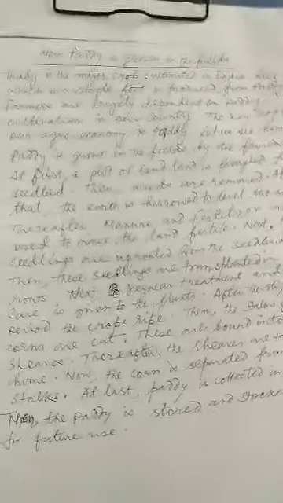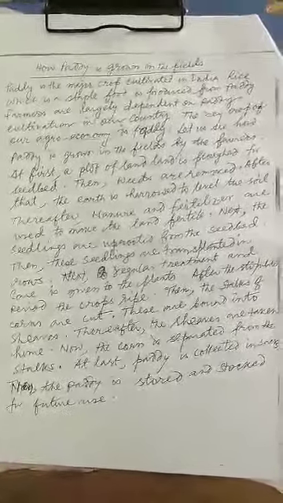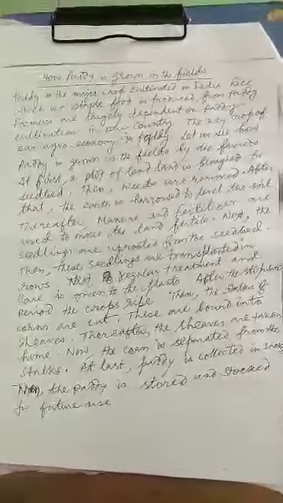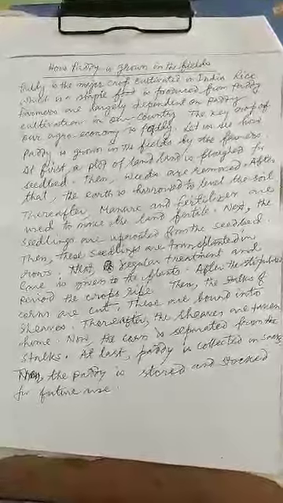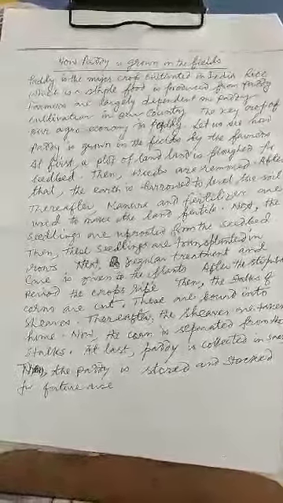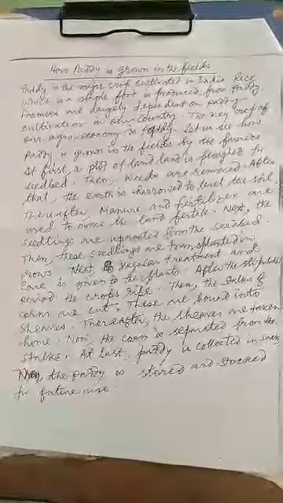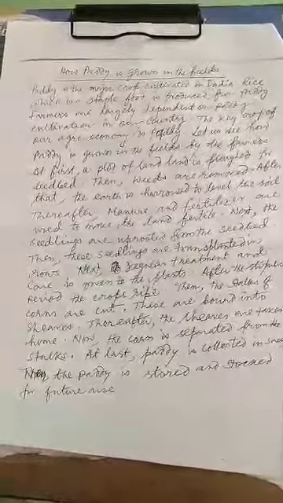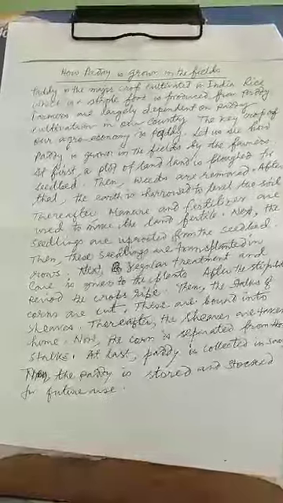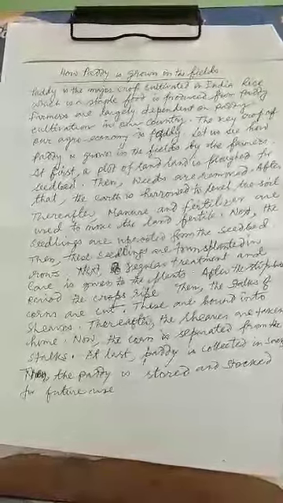At first, give a title: how paddy is grown in the fields. Then write introductory sentence like this: paddy is the major crop cultivated in India. Rice, which is a staple food, is produced from paddy. Farmers are largely dependent on paddy cultivation in our country. The key crop of our agroeconomy is paddy. Let us see how paddy is grown in the fields by the farmers.